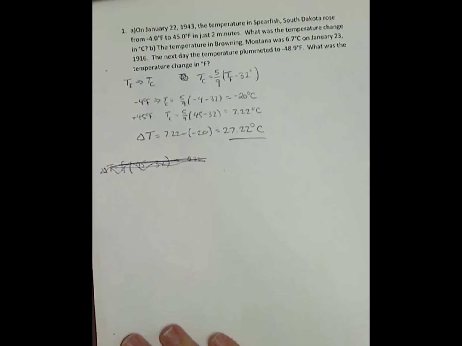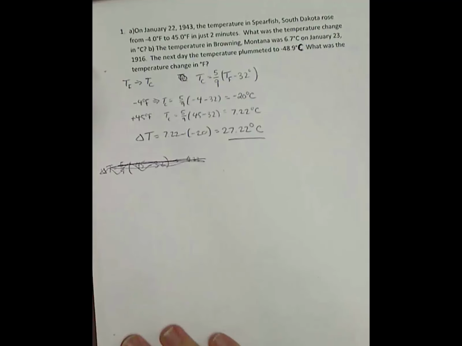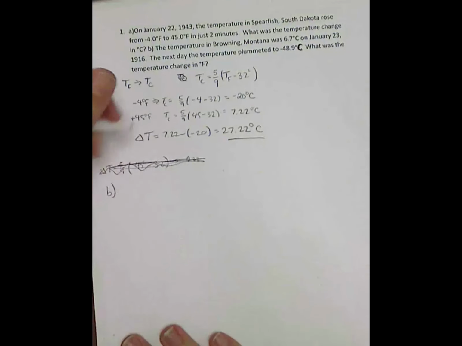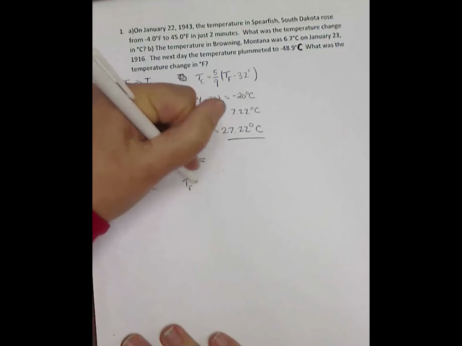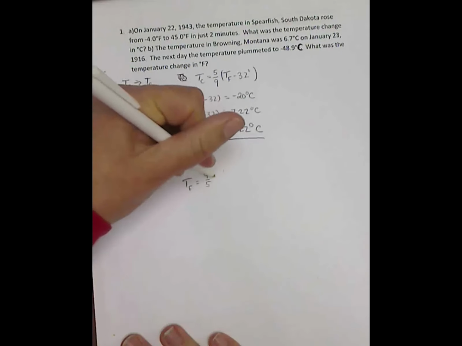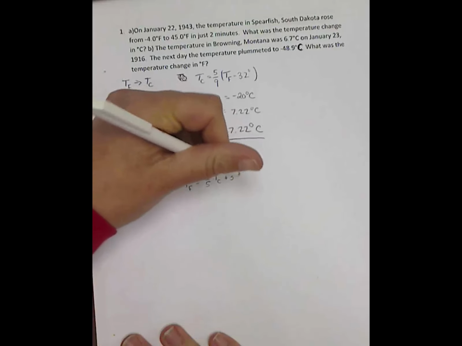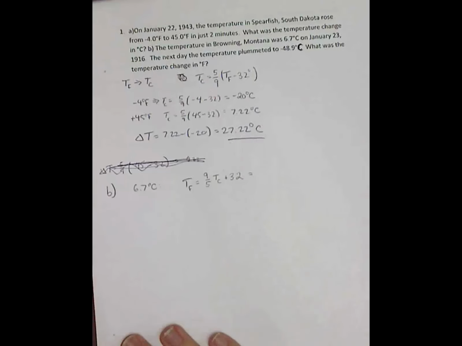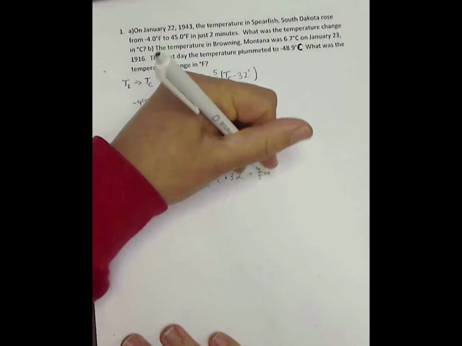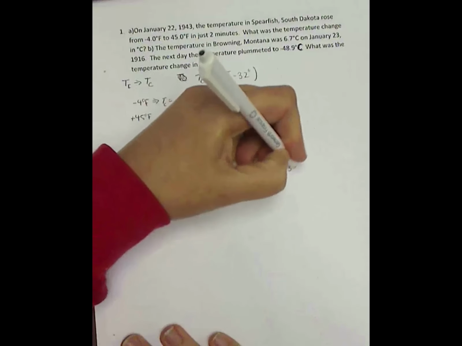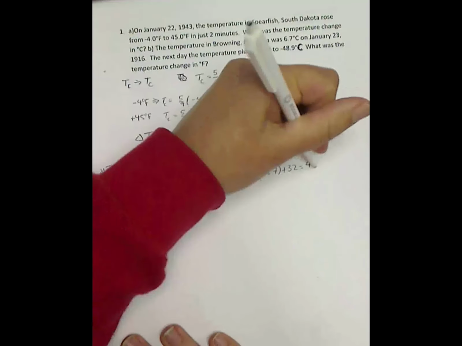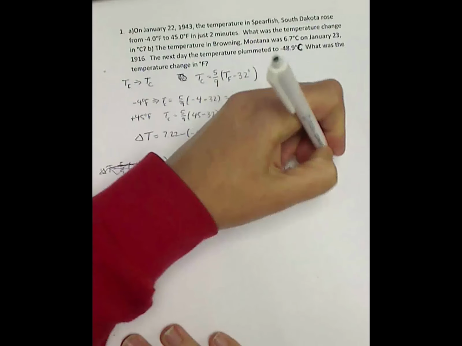All right, part 2. Now I've got temperature change in Fahrenheit. Sorry, in Celsius, I need to put into Fahrenheit. This should be Celsius there. Okay, so my initial temperature was 6.7 degrees C. So I need to go to F. My temperature in Fahrenheit is 9/5 the temperature in Celsius plus 32. So that's going to be 9/5 of 6.7 plus 32. And I get 44.1 degrees F.